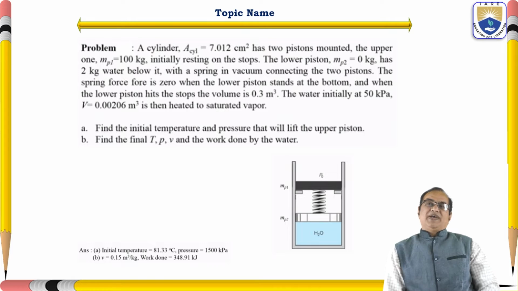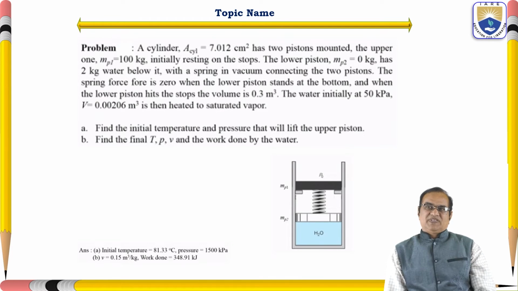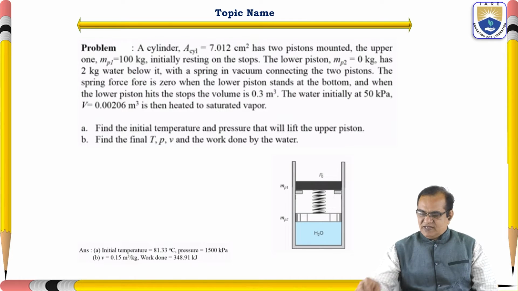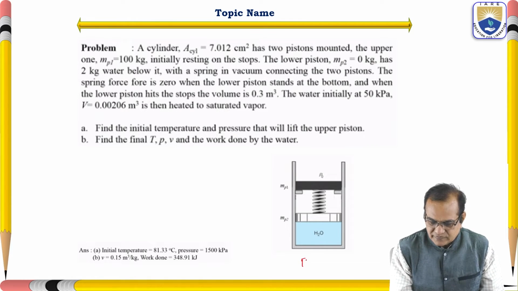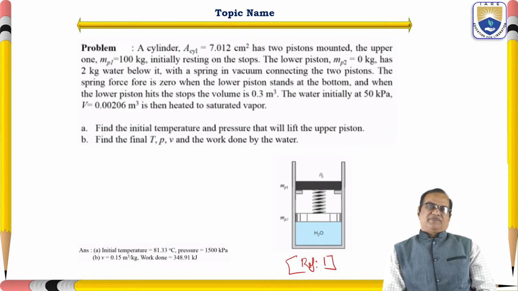You know that in the previous numerical, there was only one piston and two springs. Here the case is different. Here we have two pistons and one spring. I am reading my problem, and then we will solve the problem.